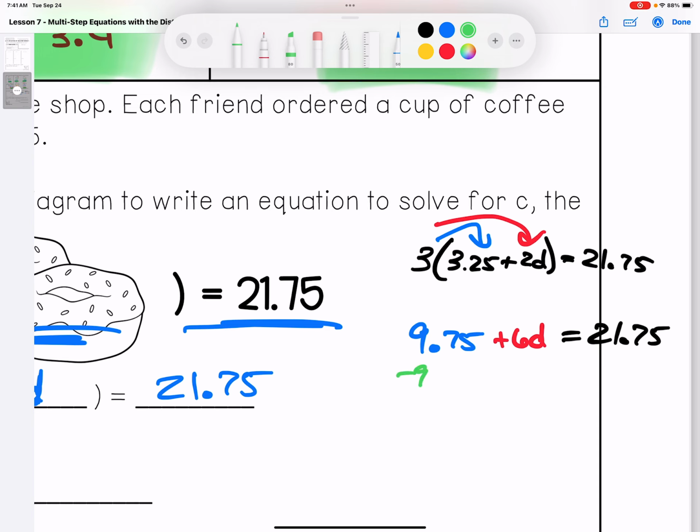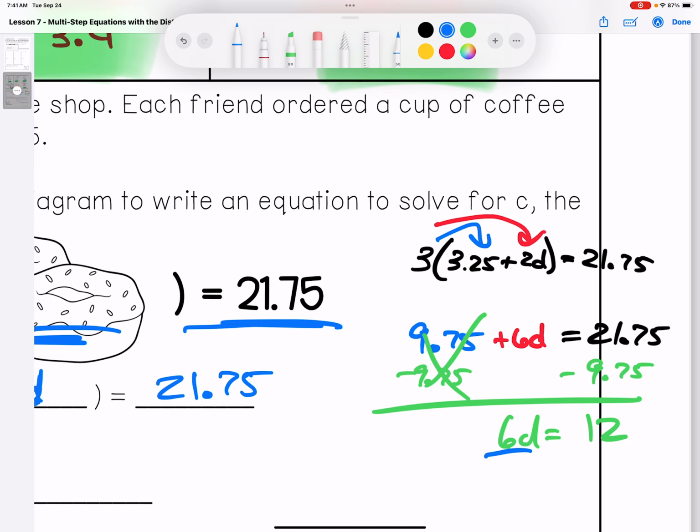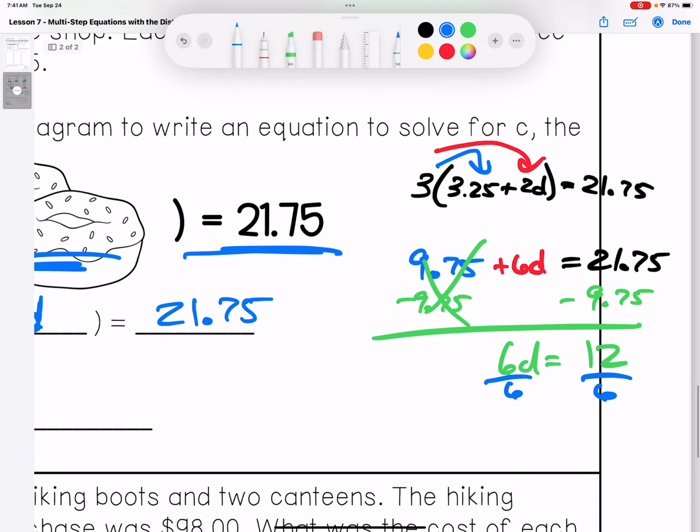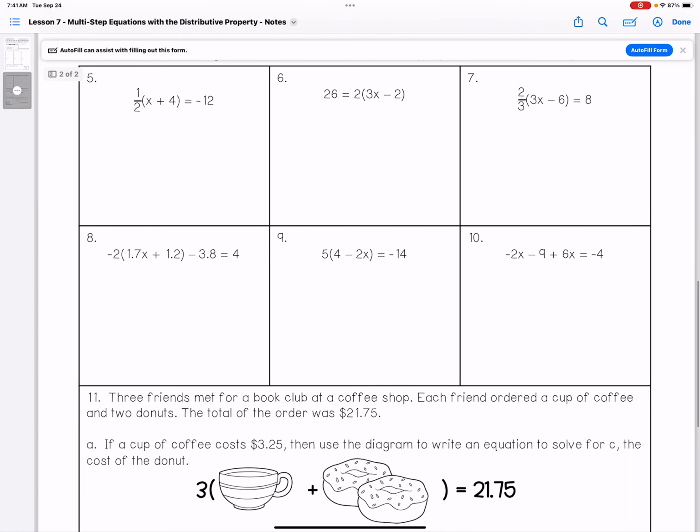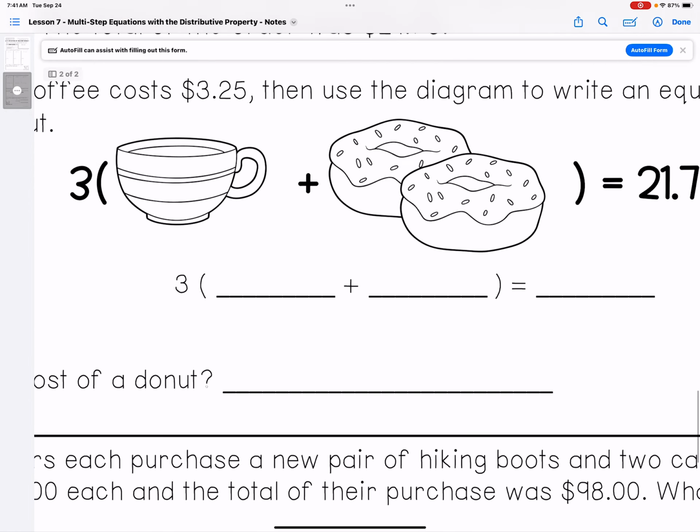Now I'm going to subtract 9.75. Those go away. I'm left with 6D equals 12. Last step is to divide by 6. And D equals 2. So each donut cost $2. Each donut cost $2.